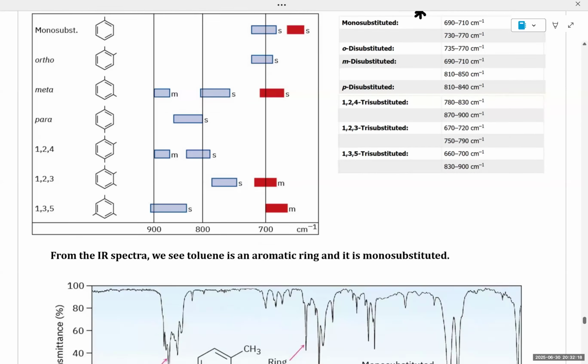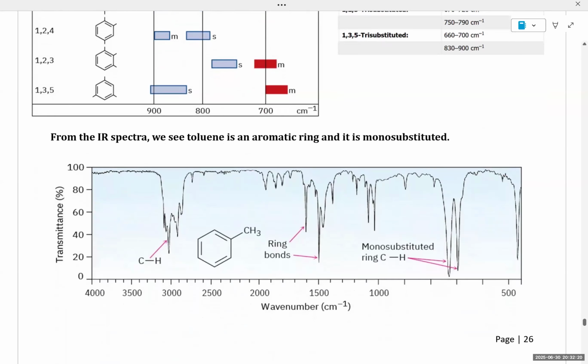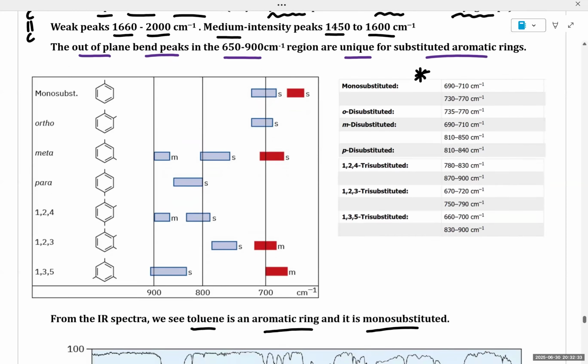So, for example, from the IR spectra, we can see that toluene is an aromatic ring and it's monosubstituted because it contains out-of-plane bend peaks matching the monosubstituted pattern, where if it's monosubstituted, you'd expect to see 1, 2 peaks in the 600 and 700 region.